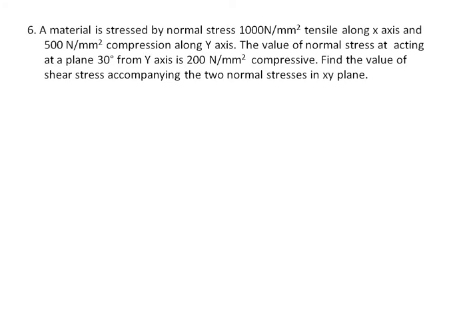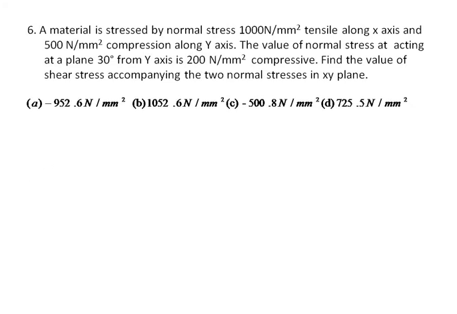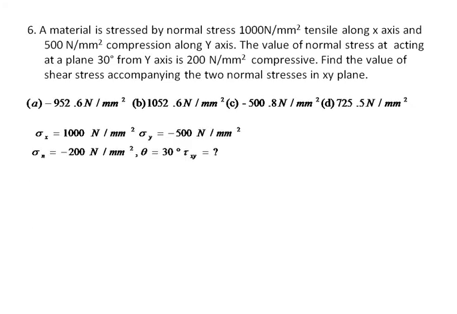So let's see what it is. These are the answer options, and these are the given data. I have given you the sigma x value and sigma y value, the same data. Remember it is compression, so it is minus 500. And sigma n, the value of normal stress, is given as 200 Newton per mm square compressive. Again remember to put the negative sign, so minus 200 Newton per mm square.